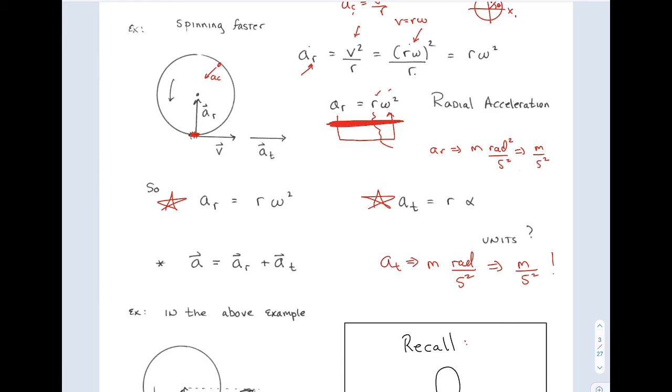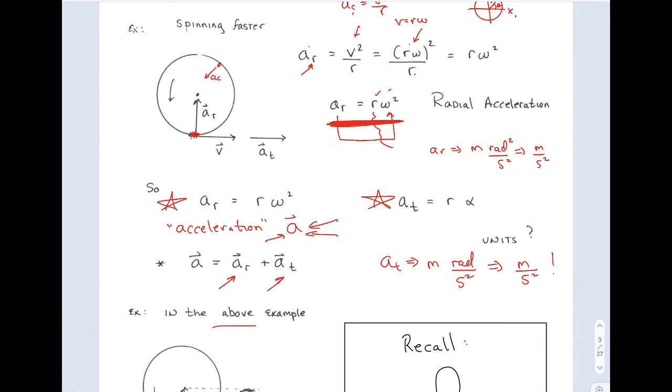So the thing that's really different in this chapter is that the book uses the word acceleration. If they ask you to find the acceleration, they're asking for the letter A, but A is a vector. So if they're asking you to find the acceleration, they want that. But the acceleration now, we have two of them. We have a radial and we have a tangential.